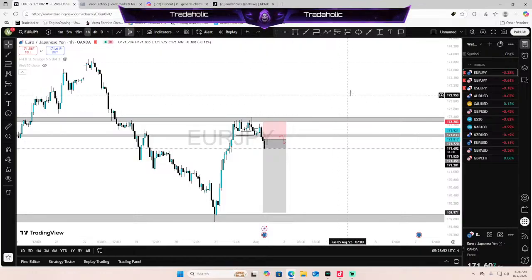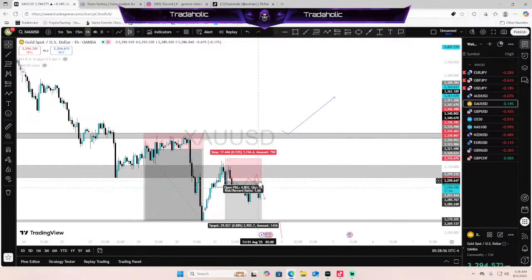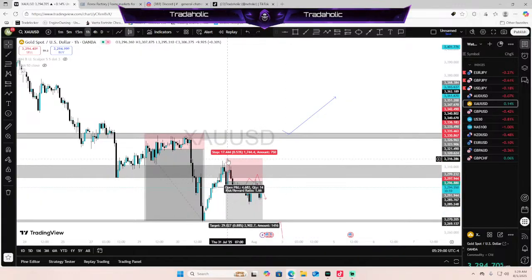Let's see how gold played out. I wonder if gold's still selling off. Gold is giving a little retracement, sell it. This gold trade is taking too long. I want to close this. I might just close it at break even and say forget it.